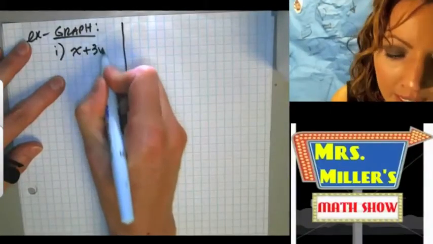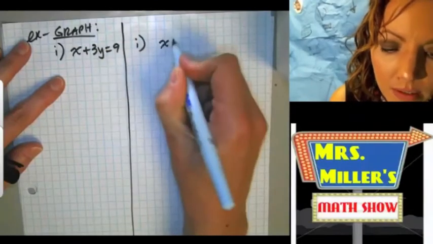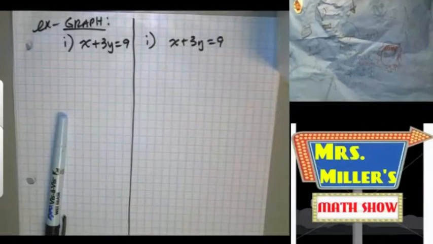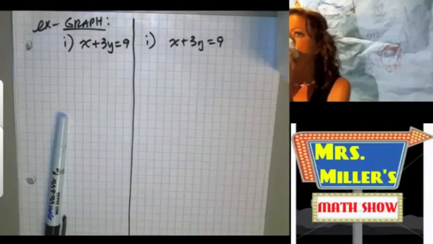X plus 3y equals 9. We want to graph this. All right, so I'm getting over a cold. I'm going to get a Kleenex while you all write that down and draw a graph on your paper. X plus 3y equals 9.